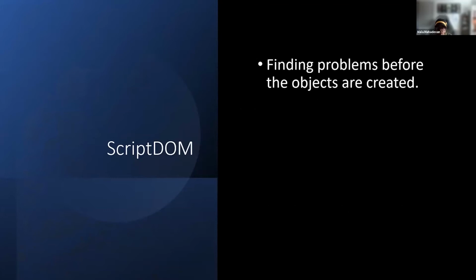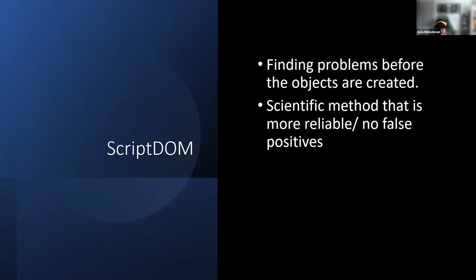So with ScriptDOM, the advantage it has over all those things that I just outlined is that it can find you the problems before that code goes live. It's a scientific method. It is a lot more reliable than your text search and things like that. It will not give you any false positives. And what is more, it's version compatible.